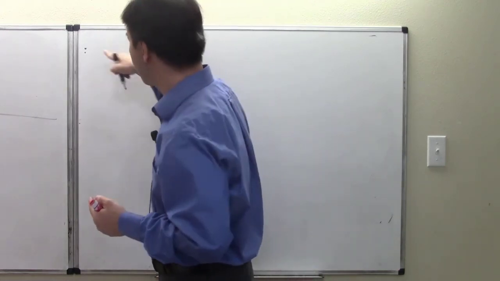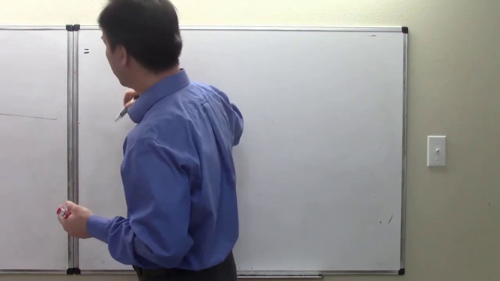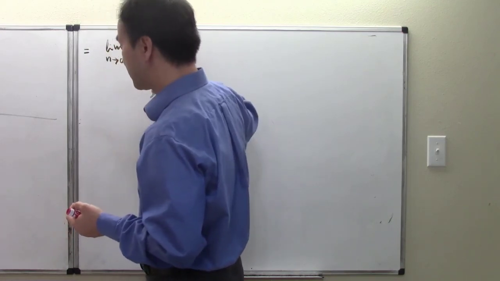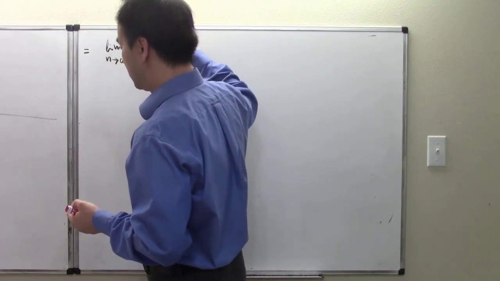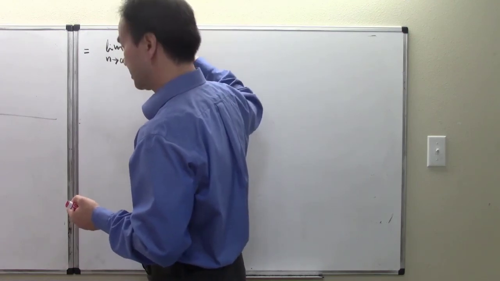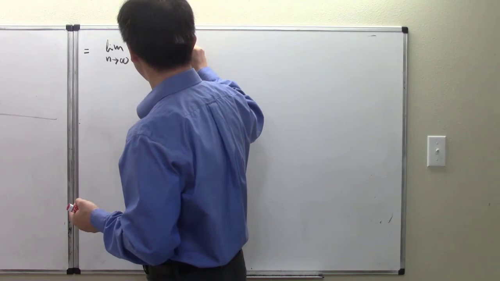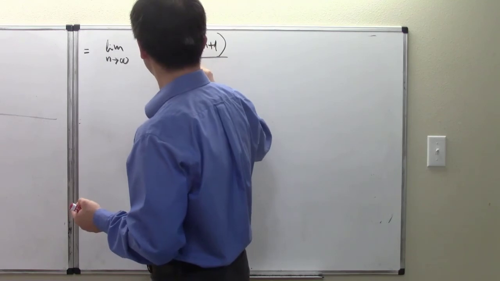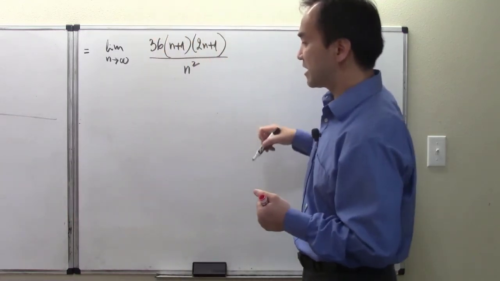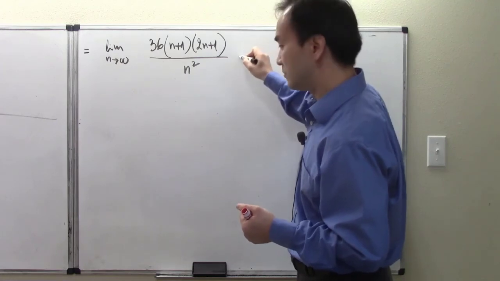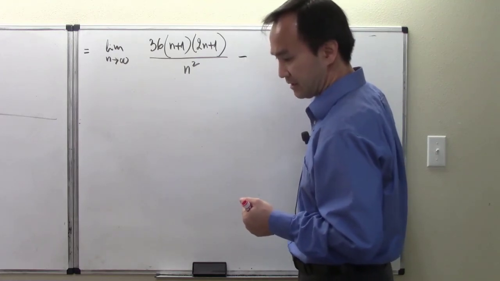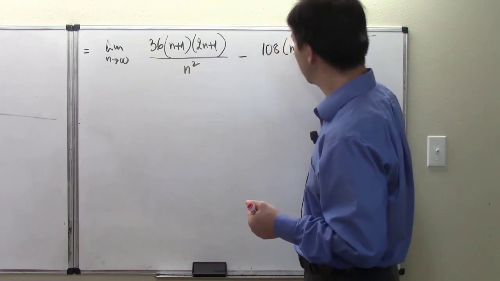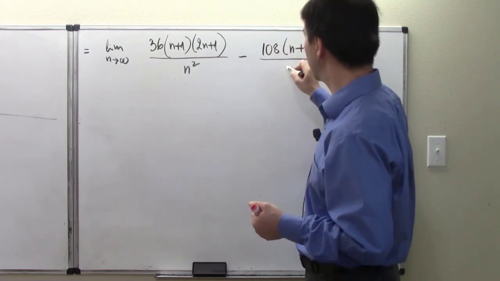All right, so what I have now in the next step is going to be the limit as n goes to infinity. The first term becomes 36 times (n plus 1) times (2n plus 1), but all of that is over n squared. And the next term becomes minus 108 times (n plus 1) over n.